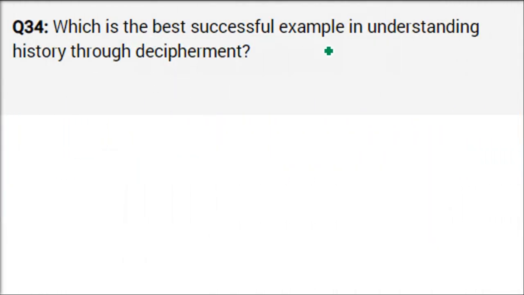Which is the best successful example in understanding history through decipherment? I'll give an example first. Encryption, decryption. Whenever you send a mail or some message, you don't want that message to be seen by anybody who is in between. So you send it through encryption, and when he gets it, he decrypts it. That is, he will decipher it, right? Then he will understand. So decryption is a kind of decipherment.